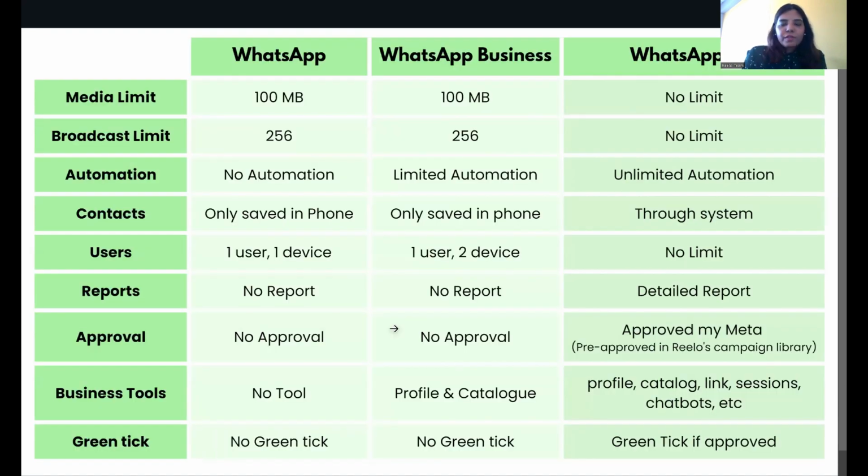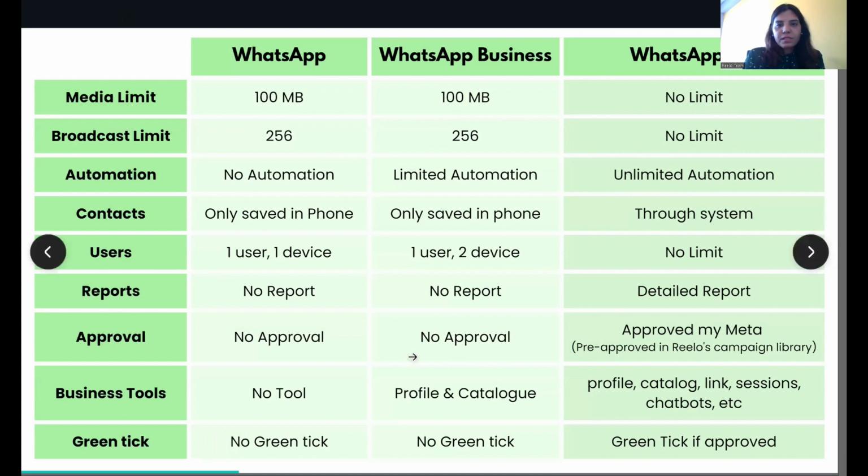So here is an overview of the major differences between normal WhatsApp, WhatsApp Business and API. The first is media limit. In WhatsApp and WhatsApp Business, there is a limit of 100 MB, as in the image, the video, the PDF, whatever I want to send, my media can be only 100 MB, but in WhatsApp API, there's no limit.